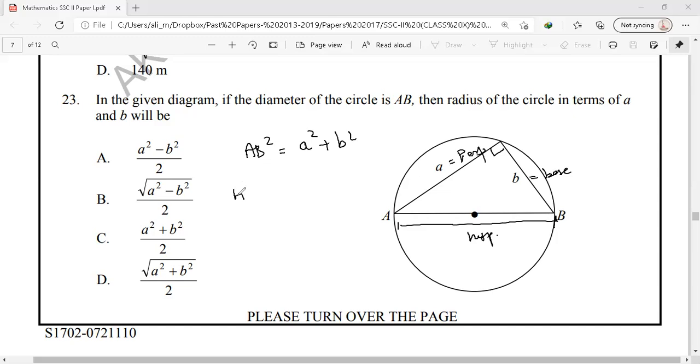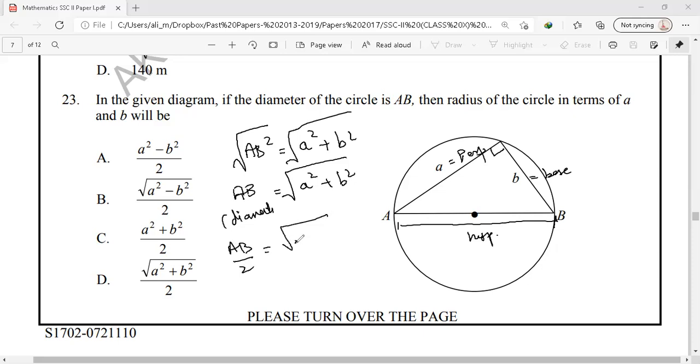So the value of AB would be equal to the square root of a square plus b square. We have applied the square root on both sides of the equation. So we have the value of AB, which is equal to the diameter. If we divide this diameter by 2, AB over 2, we will get the radius of the circle, that is, square root of a square plus b square, divided by 2. So in question number 23, the correct option is option D, square root of a square plus b square over 2.